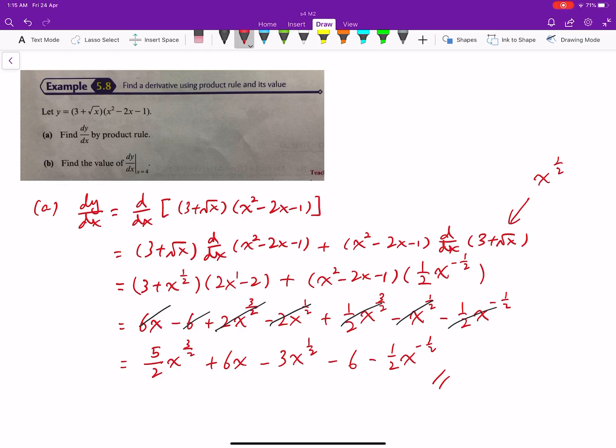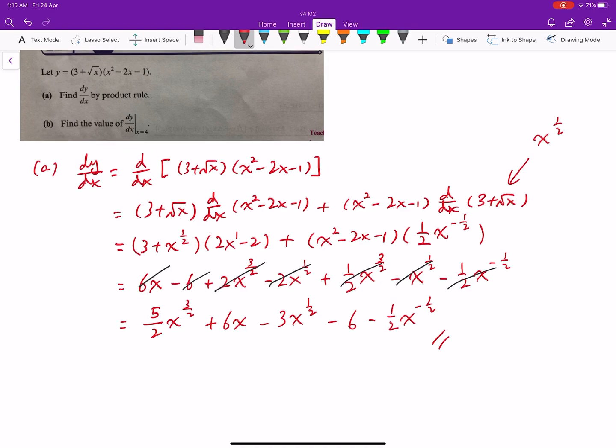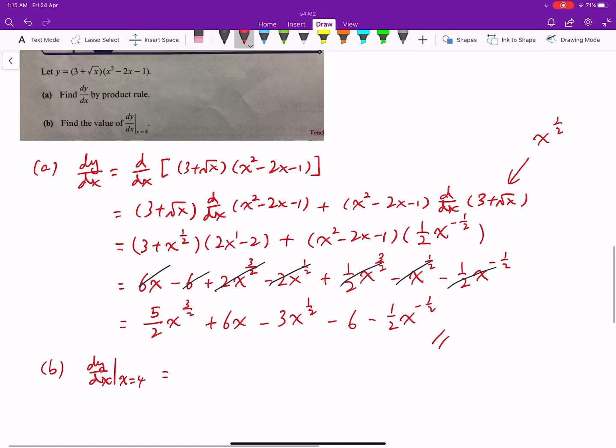And then for part B, you just find dy/dx when x equals 4. It is a very easy one. I think if you got the answer correctly in A, I'm sure you can also get the answer correctly in B. So you just simply put x equal to 4. Sorry, change the x to 4, I forgot it.